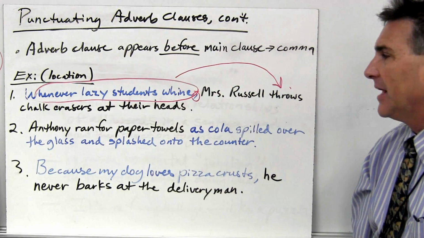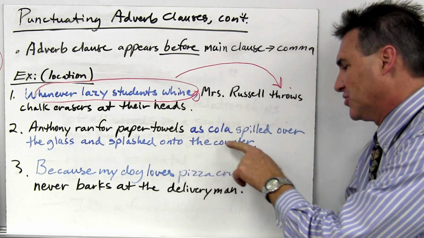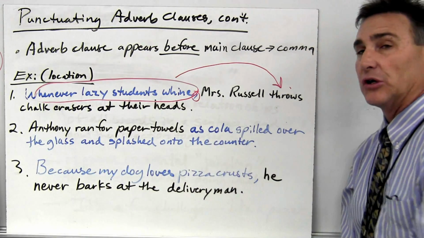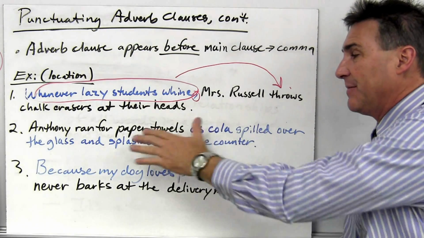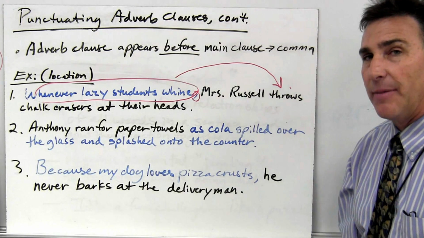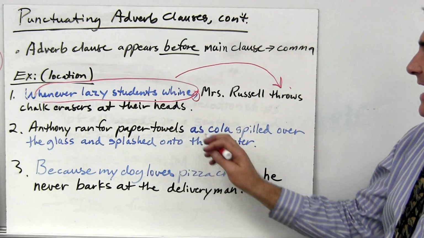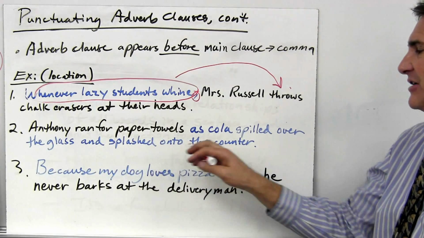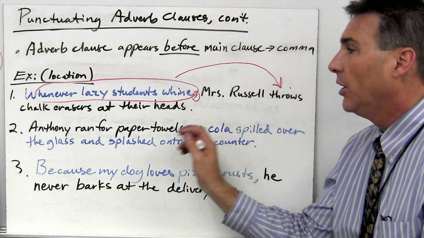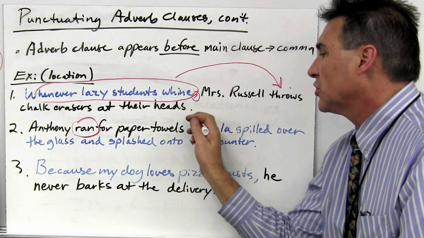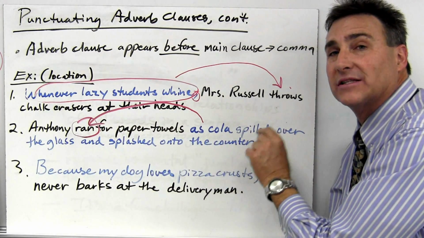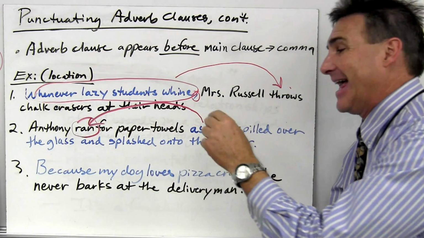Example number 2. Anthony ran for paper towels as cola spilled over the glass and splashed onto the counter. The blue is our subordinate adverb clause. It comes after the main clause, so again we can see no comma is required. Let's talk about what's modifying what. What as the cola spilled over the glass and splashed onto the counter? Better asked, what happened as the cola spilled? Anthony ran. So as cola spilled is modifying ran by telling us what time, when that occurred. He ran as that was going on.